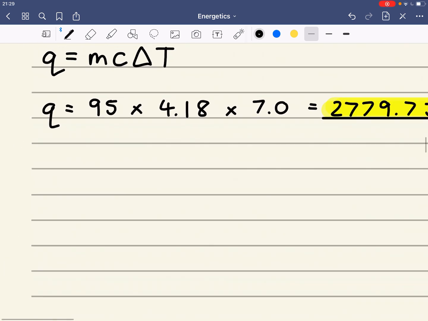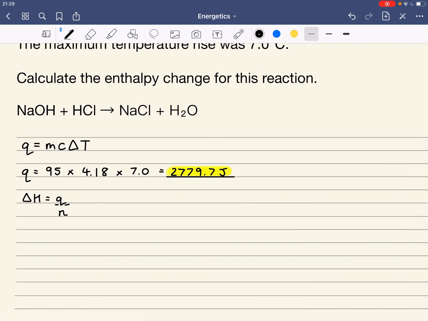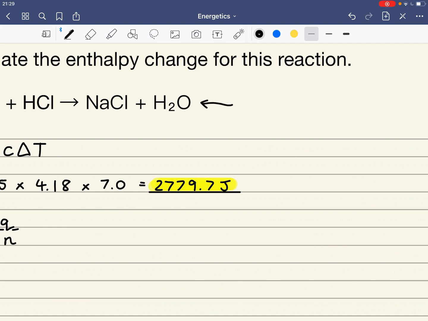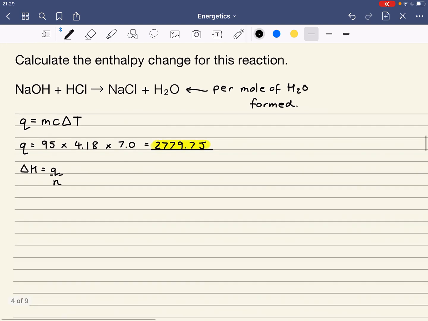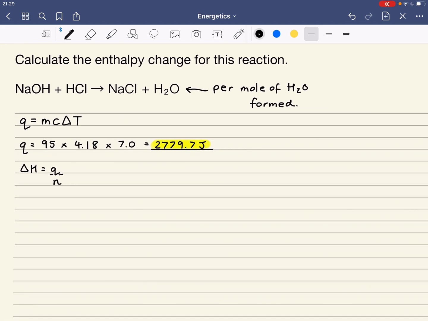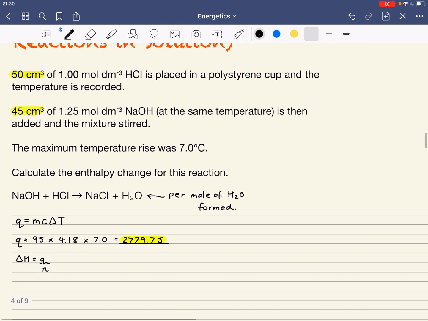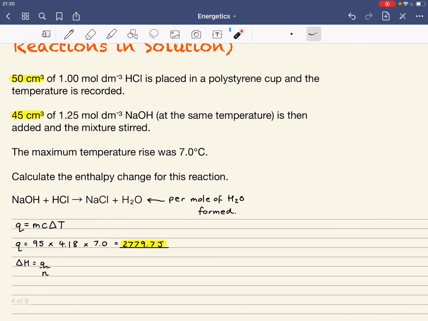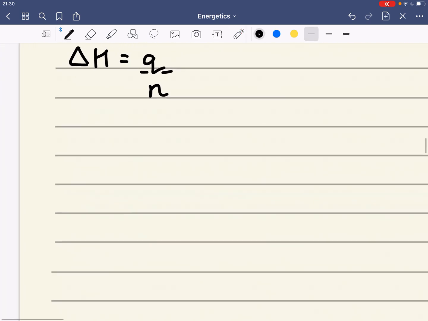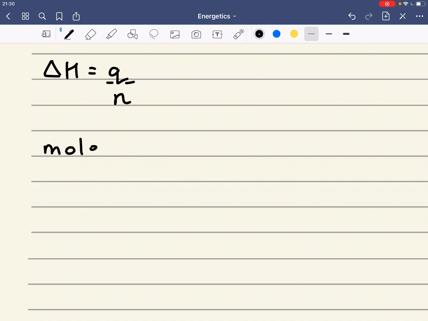We now need to work out the ΔH, which is Q over moles. Now, this is a neutralization reaction, and usually we work it out per mole of water formed. But how many moles of water are we actually going to get? In order to work that out, we need to work out what the limiting reagent is in this reaction. Is my limiting reagent HCl or is it NaOH? So we work out the moles of both the HCl and the NaOH.